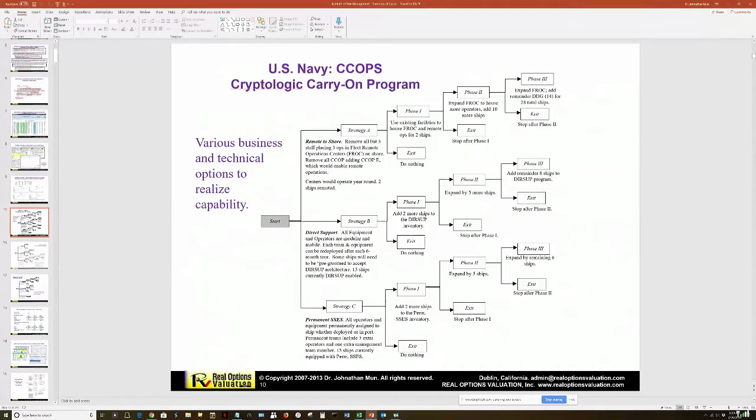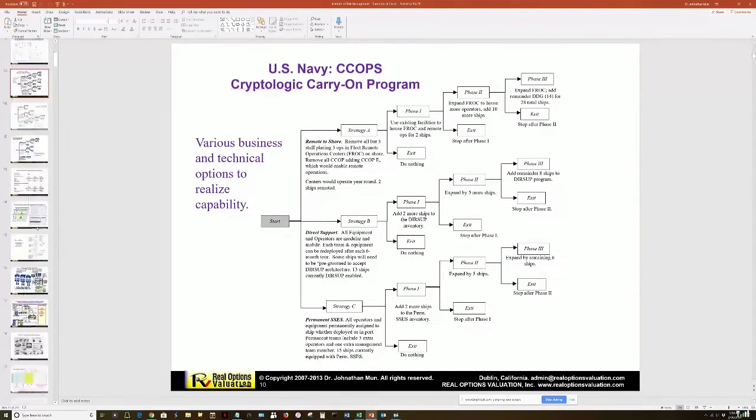This is the U.S. Navy CCOPS program, the cryptologic carry-on program that we executed. The case is also on the website if you want to look it up. So do you go remote to shore? Do you do direct support? You have this high-tech, next-generation radar system as direct support on the permanent ship, or you put it on the remote to shore, which means there's a building somewhere, a couple thousand miles away, and you send signals via satellite, and individuals do the analysis and tell you friend or foe. Or you have those individuals on the ships themselves, which would increase the efficiency and the speed of information.